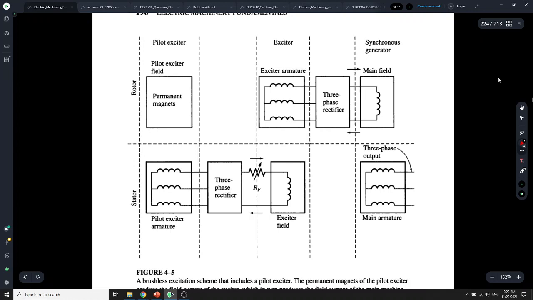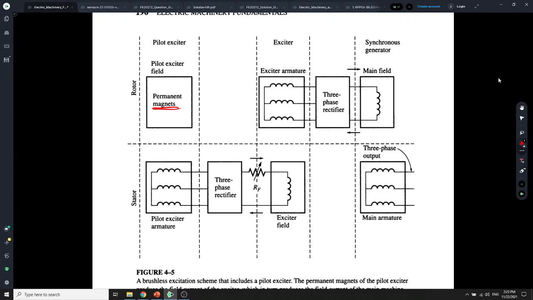Okay, so from here you can see there is no power supply at the stator, and also there is no power supply to the rotor to generate the magnetic field. However, how do they generate the magnetic field? At first, they use a permanent magnet.